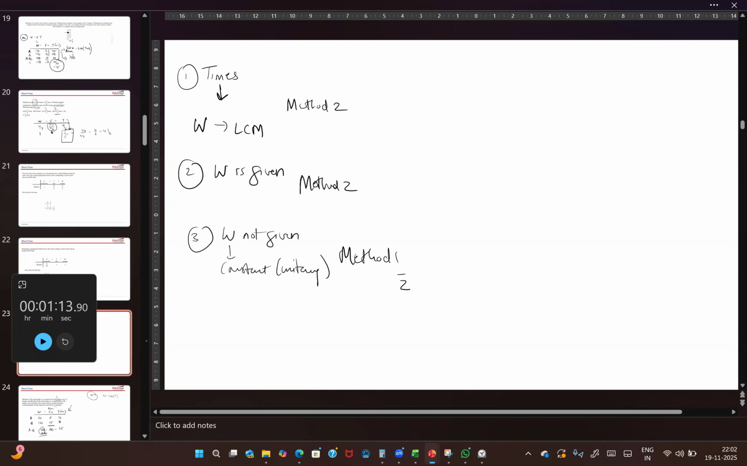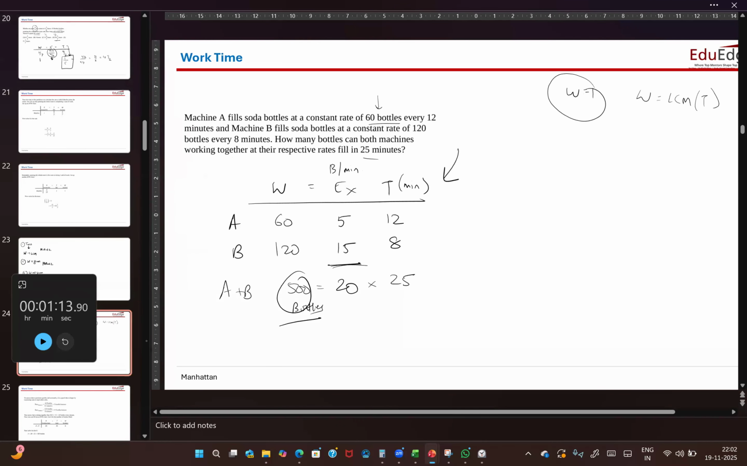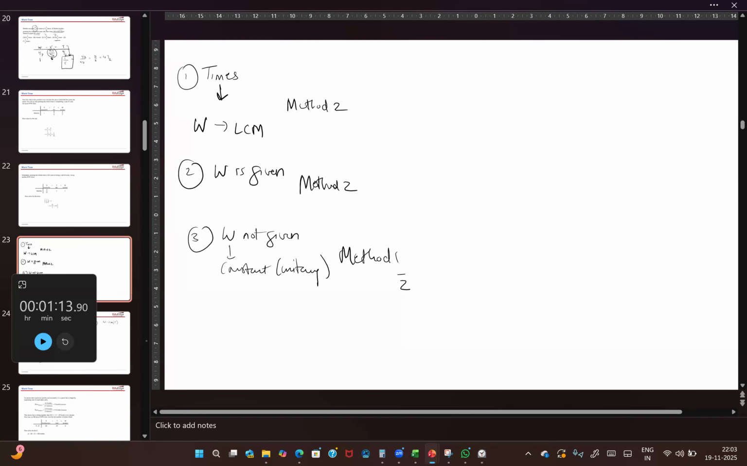So for instance, in this problem, work was already defined differently. 60, 120. They're also asking for how many bottles, means new work. Then we shouldn't use method 1. So when work is given, we should use method 2.